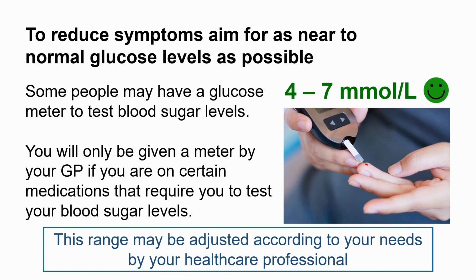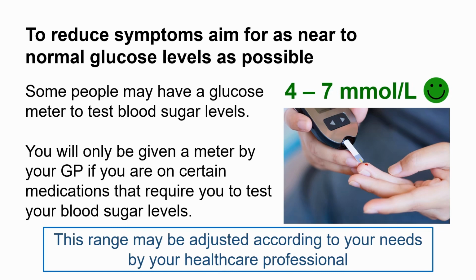To reduce symptoms, aim for as near to normal glucose levels as possible. A healthy blood glucose level is between 4 and 7 millimoles per litre. Some people may have a glucose meter to test blood glucose levels. Not everyone will need to test their blood glucose levels at home.